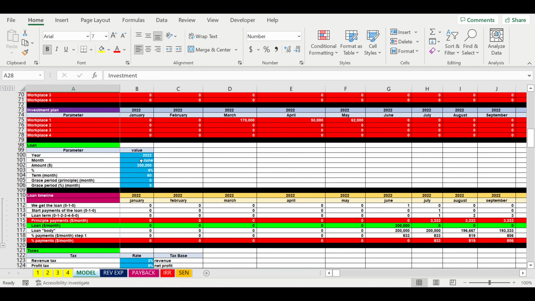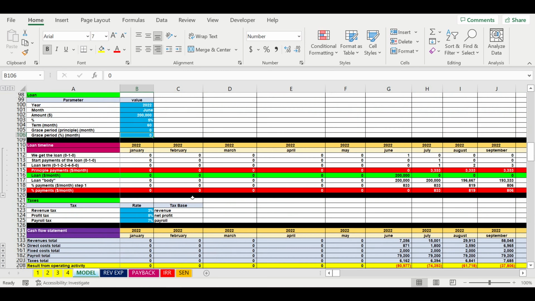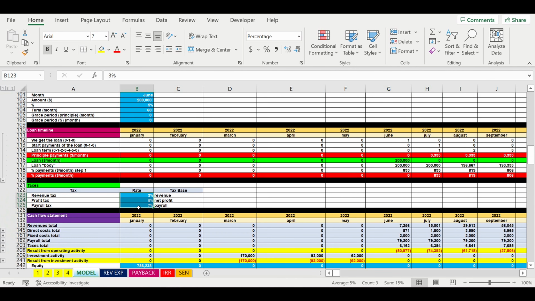Then if we have a loan, we can specify when we take this loan, year, month, amount of loan, interest rate, term of loan, grace period for interest payments, for principal payments. Then we specify the rates of taxes.